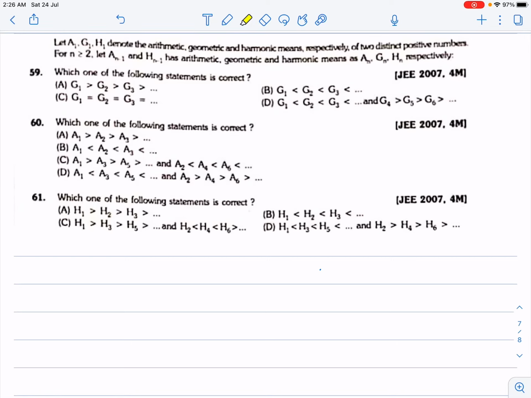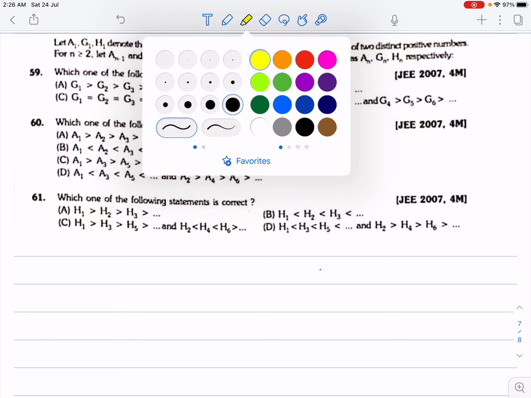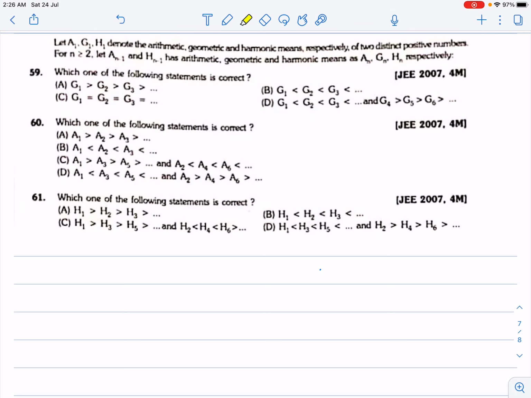So continuing our problem solving series in sequences and series, here I came up with 3 more questions written on the screen. And what is the problem statement of the question given to us? Let a1, g1, h1 denote the arithmetic, geometric and harmonic mean respectively of two distinct positive numbers. For n greater than or equal to 2, let an minus 1, hn minus 1 have arithmetic, geometric and harmonic mean an, gn and hn respectively. Which of the following statements is correct, they are asking.